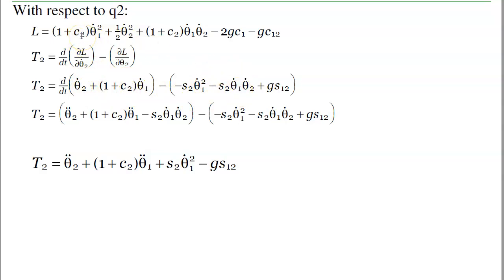And here's a term. It gives you minus sine theta 2 theta 1 dot squared. Here's another one: minus sine theta 2 theta 1 dot theta 2 dot. And here's the theta 2, plus g sine theta 1 2. Now take the full derivative. It gives you theta 2 double prime. Chain rule: the derivative of the second term plus the derivative of the first term. And that gives you a minus sine theta 2 dot theta 1 dot. And this term simplifies. Here's the torque on the second joint.